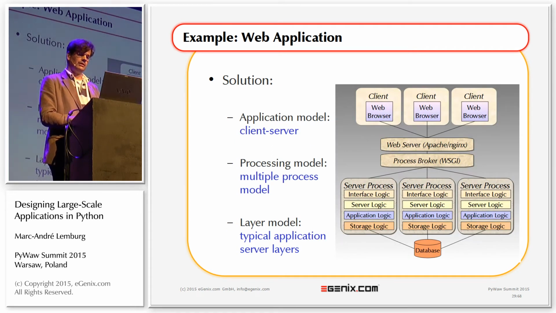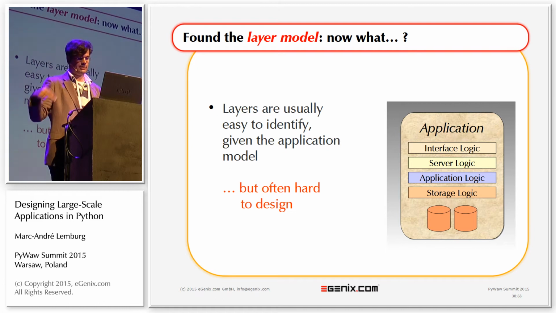So this is the design approach that you choose for that kind of model. As application server model, you have the client server model. Processing model would be the multiple process model, because you want to be fail-safe. If something breaks in your application, you don't want everything to break. And then layer model is just a typical application server layer model that you have. So you have a database underneath, and then you have the different layers on top. So, okay, now you've broken down things already pretty much. So now you have your layers. You can look at the different things that your layers have to implement.